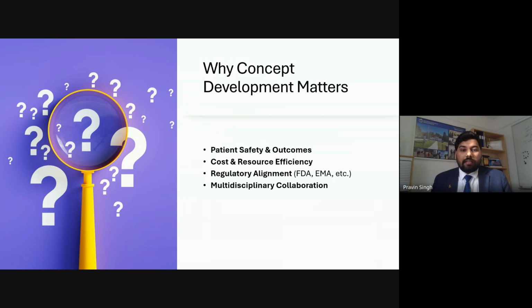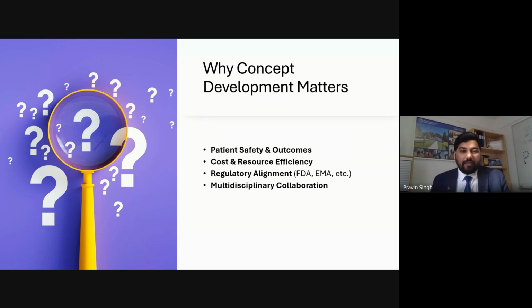Concept development is a structured process of turning an idea into a viable healthcare solution. Many innovative ideas fail because they lack a clear problem definition, user involvement, or regulatory alignment. A well-structured concept development process will ensure the outcome of any concept development. If we talk about the concept development process, the following things are very important. The first one is patient safety and better outcomes, which means the solution should improve healthcare delivery and reduce error. The next is cost and resource efficiency. Innovation should be affordable and scalable.